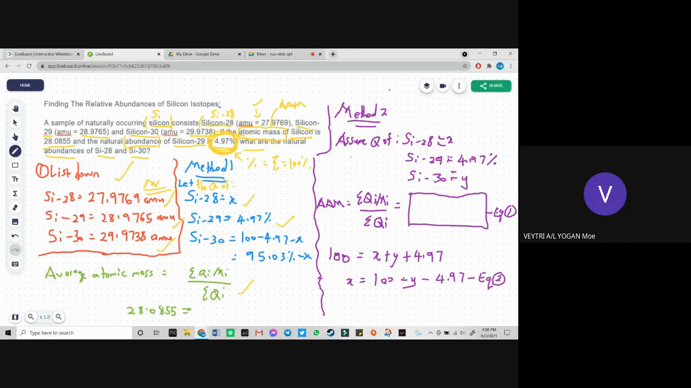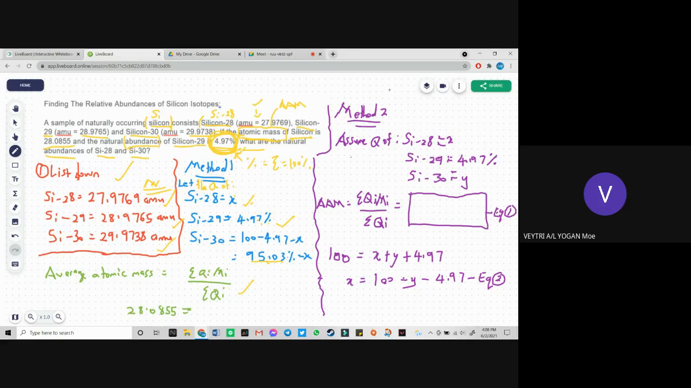100%. So automatically in your mind, here is X, here is 4.97. Here, confirm 100, minus this one and minus this one. Definitely you'll get 95.03% minus X, because 100 minus this, you get 95.03. Don't forget to subtract X too, because we don't want the total to be more than 100. Percentage maximum is 100.